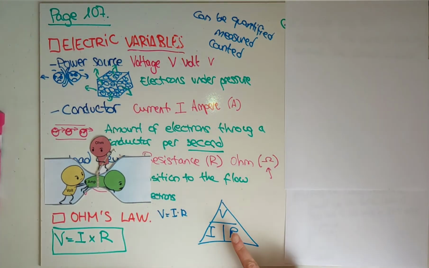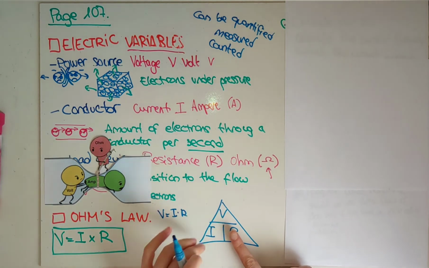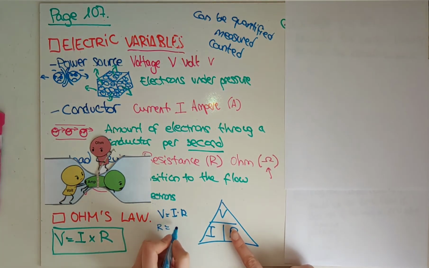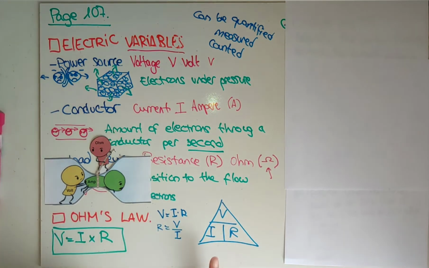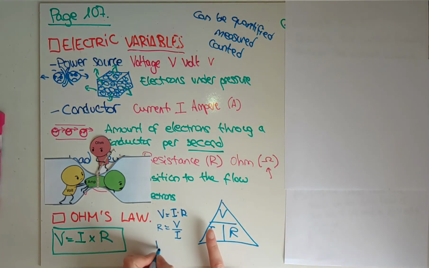If I want to get the resistance, I get the voltage divided by the current. If I want to get the current, it's the voltage divided by the resistance.